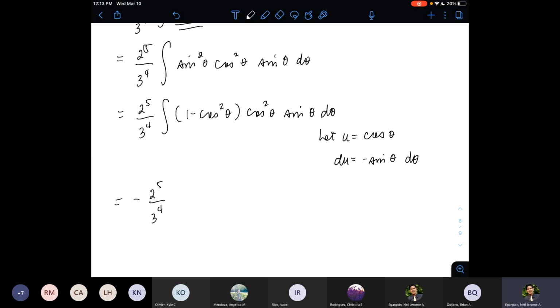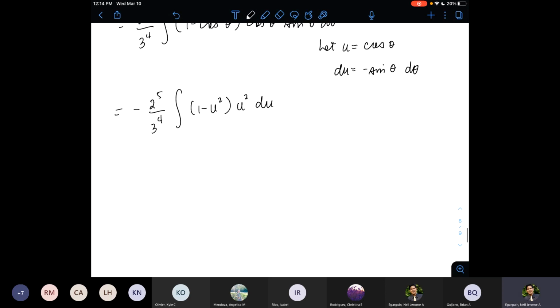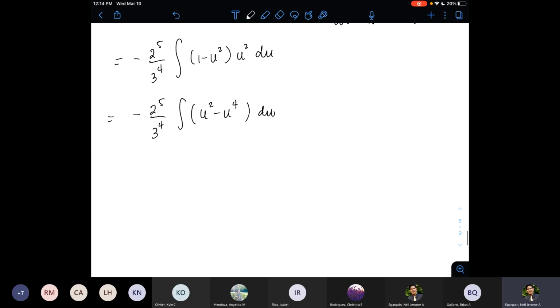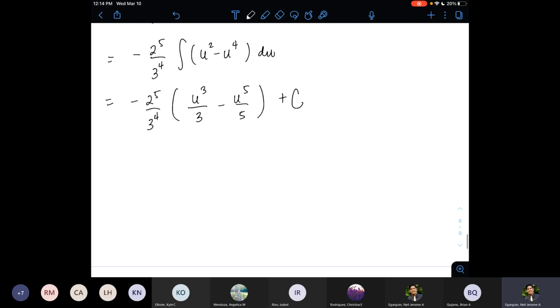2 to the fifth over 3 to the fourth, times 1 minus u squared times u squared du. Okay? And so this is negative 2 to the fifth over 3 to the fourth, integral of u squared minus u to the fourth du. Okay? And then now it's easy to integrate because it's just a polynomial in the variable u. So this would be u to the third all over 3 minus u to the fifth all over 5 plus the arbitrary constant c. Okay?